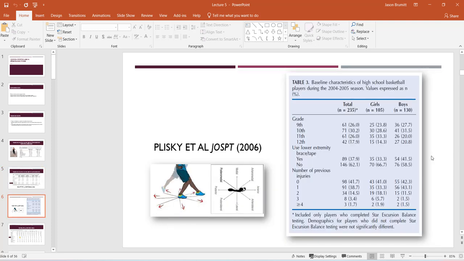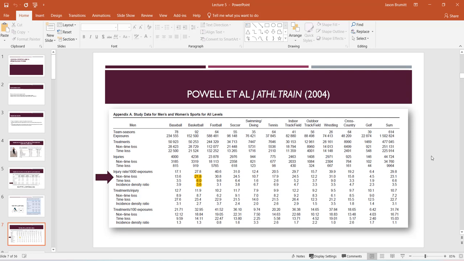Here's Plisky again, the creator of the Y balance test. His first study that he did at Rocky Mountain University utilized the star excursion balance test, which went on to inspire the Y balance test. Here's just another example of presenting data and doing so by grade and other factors, comparing boys versus girls. We've seen big tables like this before, and here we're able to highlight, for example, looking at basketball for men, basketball athletes for all levels of collegiate play. We can get an idea for injury rates, those that are non-time loss in nature and those that resulted in time loss.